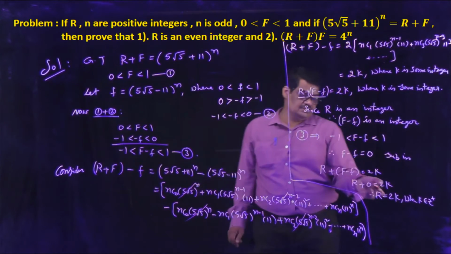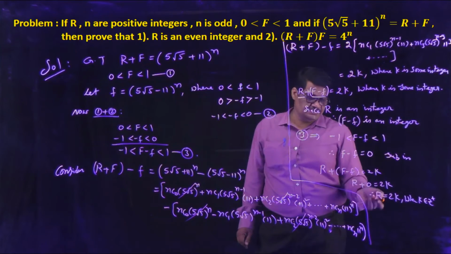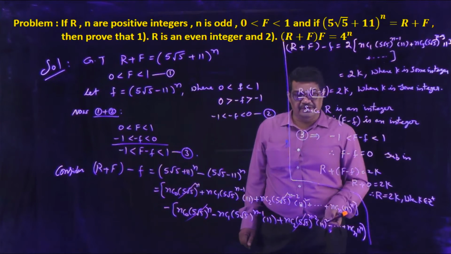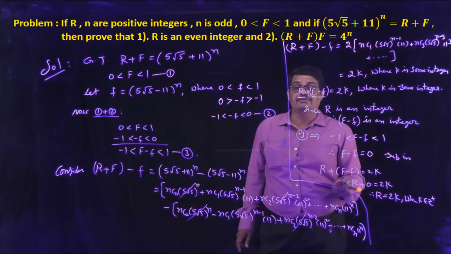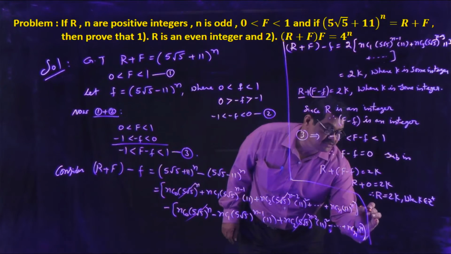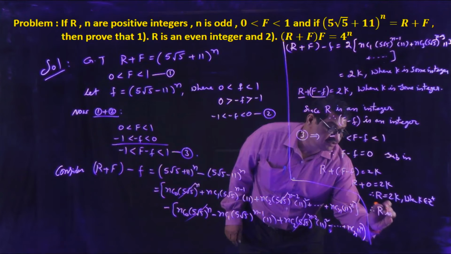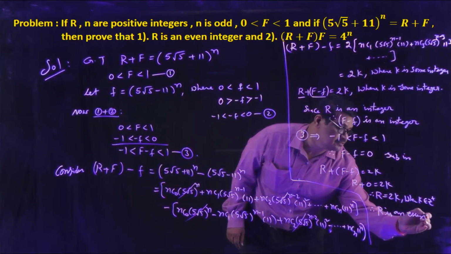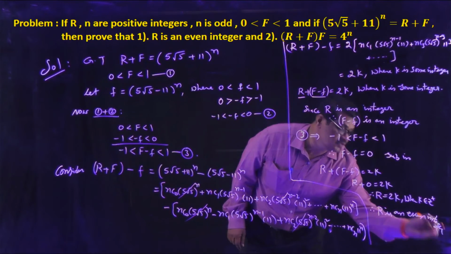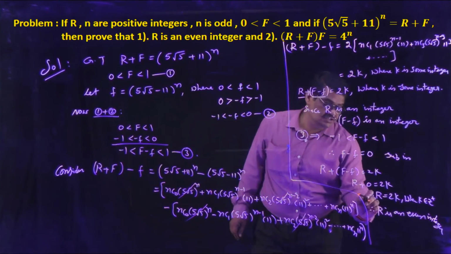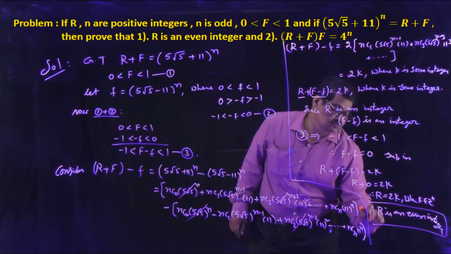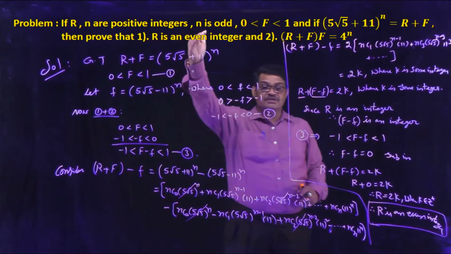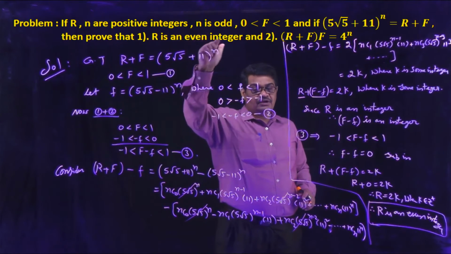So here R is 2k, that is R is equal to 2 into some integer. Therefore capital R is an even integer. So this is the first part. That is the first result we are proving here: R is an even integer.